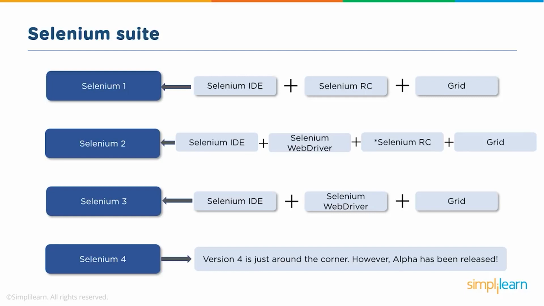RC required a separate server to talk to your browsers. So what he did was he removed the requirement of having a separate server in the RC, and this was the Selenium 2 version. Since it was a transition phase, both the Selenium RC and the WebDriver coexisted in Selenium 2, while the WebDriver was still under development. And then in 3.0, the Selenium Core, which is the RC, was completely deprecated and only the WebDriver was made available.